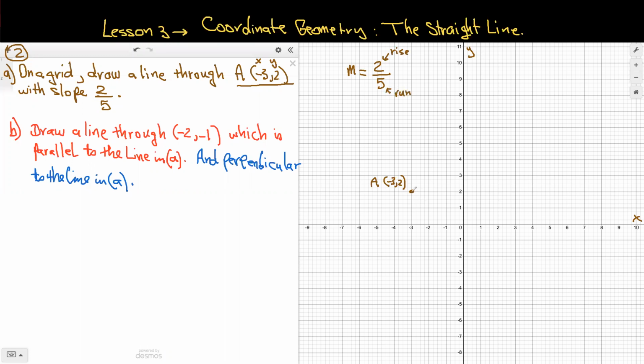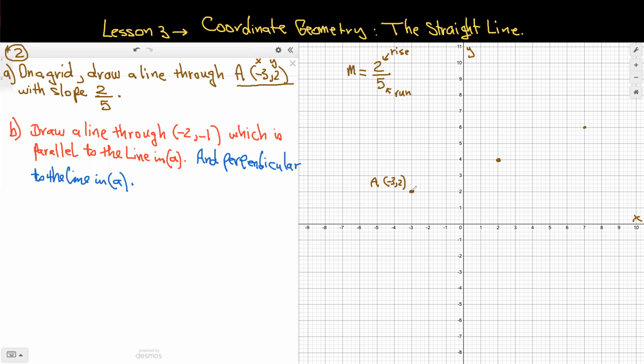So therefore, from this specific point that was given to you, you start rising. You rise 1, 2, and you run to the right 1, 2, 3, 4, 5. And you could do that again up to 1, 2, 3, 4, 5, because the slope is consistent. So it's always up 2 over 5.